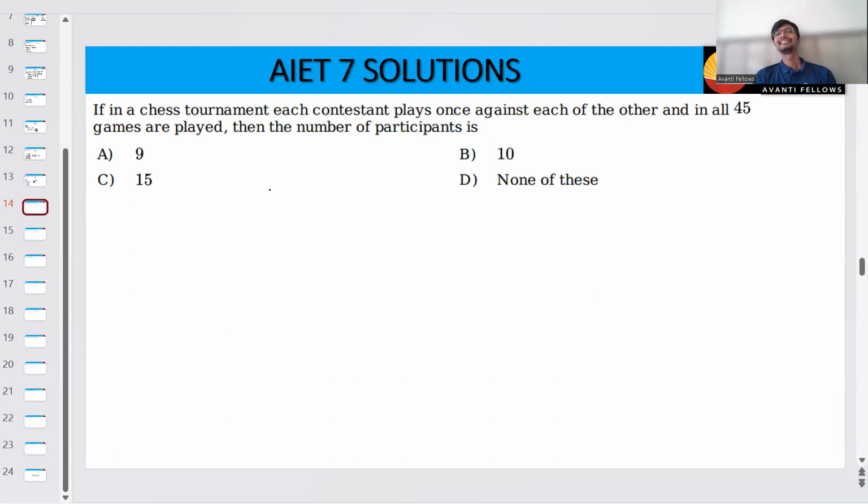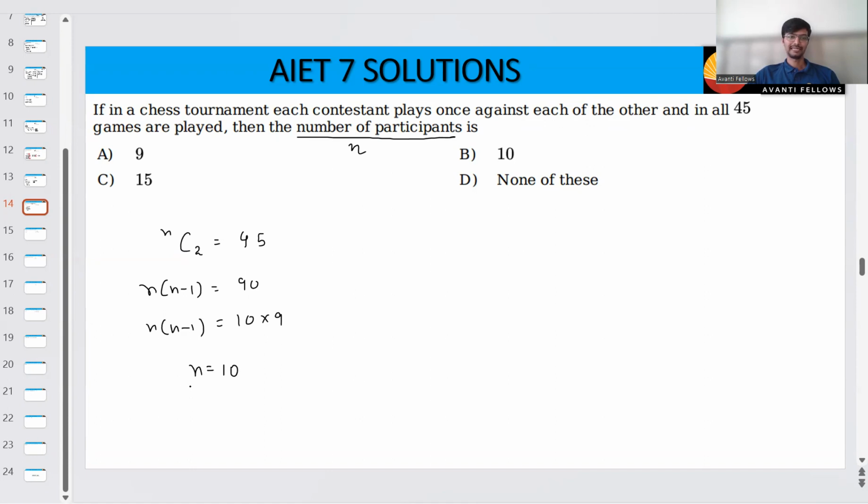In a chess tournament, each contestant plays once against each of the others, and 45 games are played. Let the number of participants be n. For two contestants to play, we require two of them. So out of n, we select any two and make them play a match. So nC2 will be 45. Same, n into n minus 1 is equal to 90, which I can write as 10 into 9. So n is 10. Option number B. Simple questions on permutations and combinations.